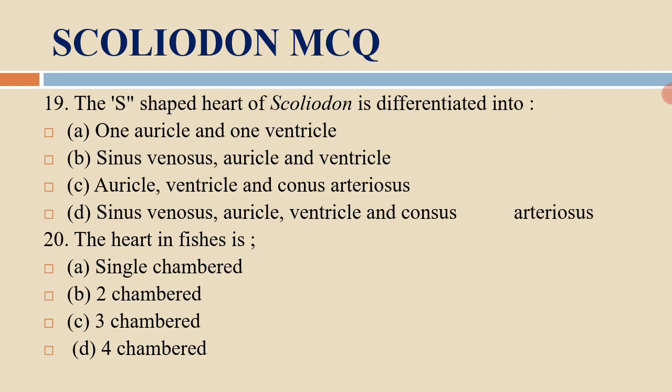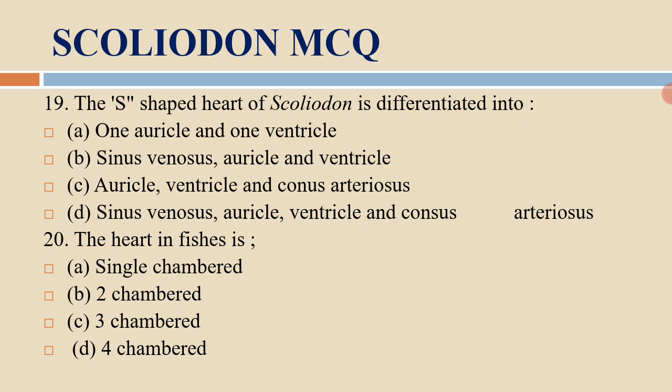The S-shaped heart of Scoliodon is differentiated into. In case of Scoliodon, the heart has an S-shaped structure. So this S-shaped structure has how many chambers? A. one auricle, one ventricle, B. sinus venosus, auricle and ventricle, C. ventricle, auricle and conus arteriosus, and D. sinus venosus, auricle, ventricle and conus arteriosus.